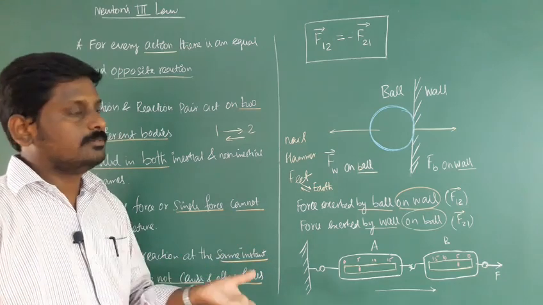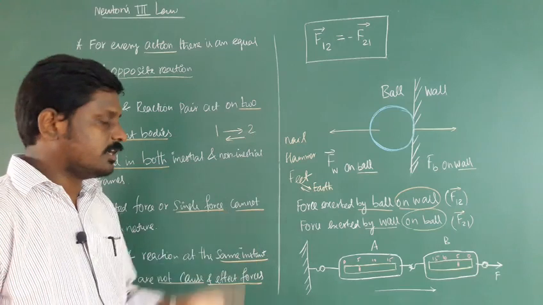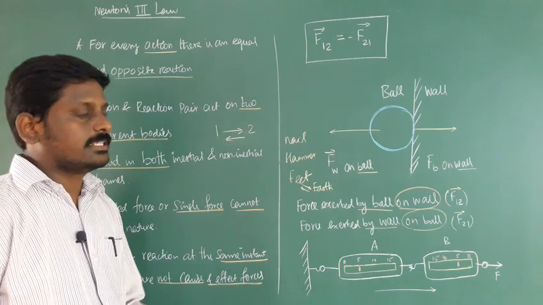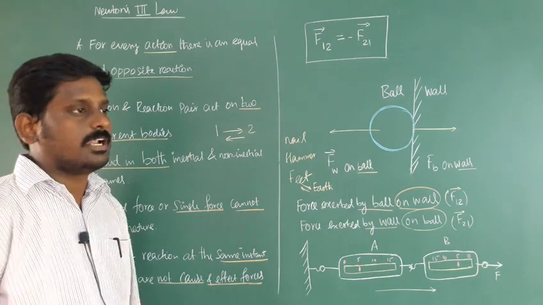A nice example is rocket propulsion. The force from the nozzle is in the downward direction, and the rocket goes in the upward direction. That is the best application of Newton's third law.